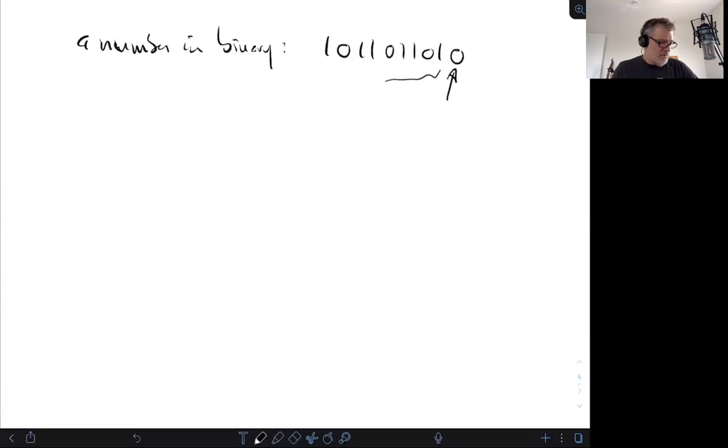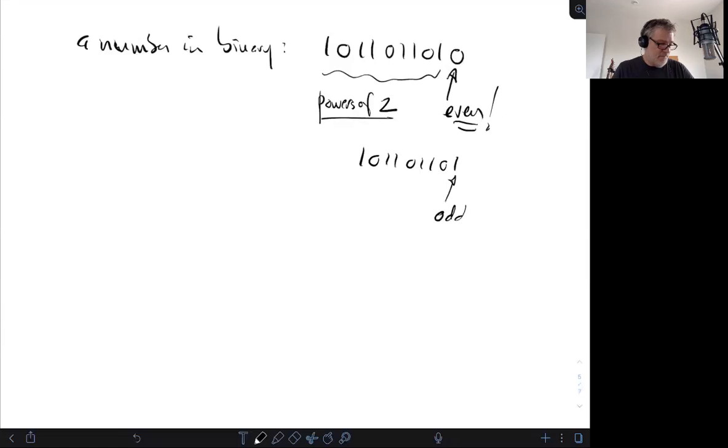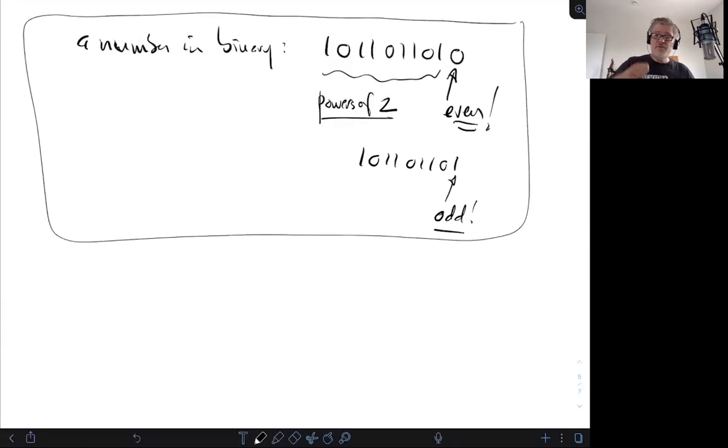Because these are all powers of 2, you're adding even numbers. And the last one is either +1 or +0, right? So if it's a 0, the number is even, and if it's a 1, then it's odd, because you have a bunch of powers of 2 and you add 1. So you're going to get an odd number. What this tells you is that the first division gives you what we call the parity bit, the bit that tells you if the number is odd or even.